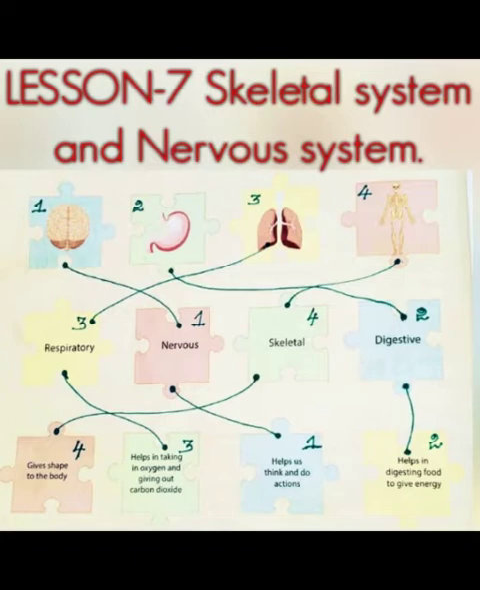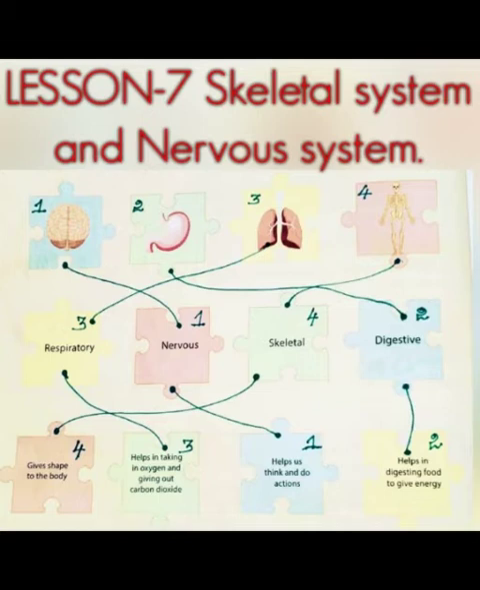Next, third row, functions of the organ systems. What is the function of the respiratory system? The respiratory system helps in taking in oxygen and giving out carbon dioxide. So, the respiratory system links to the second one of the third row.